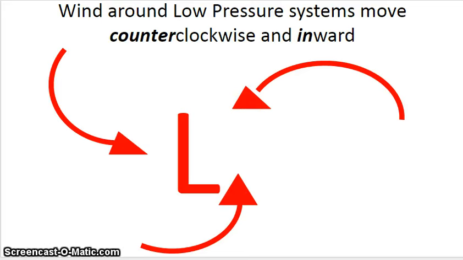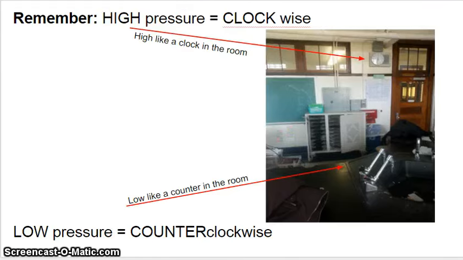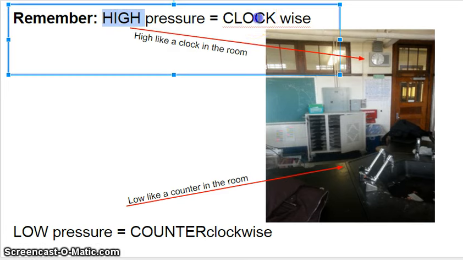An easy way to remember the movement and clockwise versus counterclockwise is to think about a room. High pressure moves clockwise: high, clock, like a clock is in a room, the clock is high up. Low pressure moves counterclockwise, like a counter is in a room. So high pressure, high clock, low counter. And things flow from high to low. Let's see this in action.